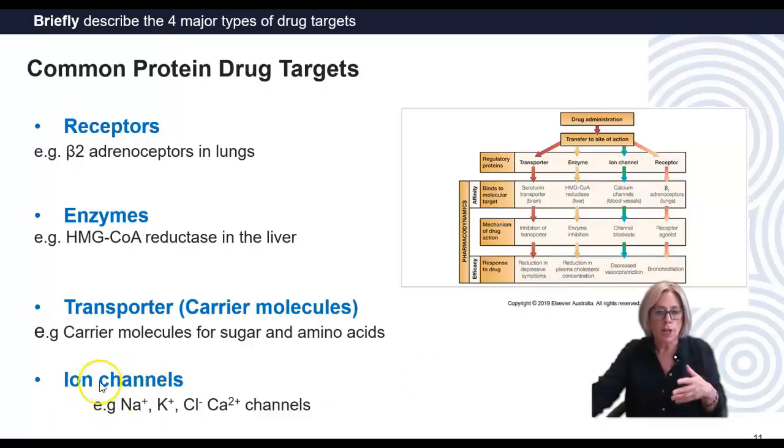And then we have ion channels, lots of different sodium, potassium, chloride, calcium channels. The example here are calcium channels in blood vessels. The mechanism of drug action is to block the channel, and here the response to the drug then is decreased vasoconstriction. So this might be given to somebody with hypertension.